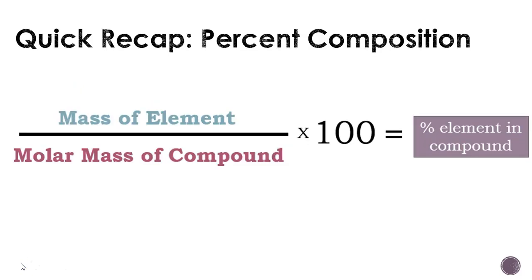In order to talk about empirical formula, we quickly need to recap percent composition. If you remember, the formula for percent composition is the mass of an element divided by the molar mass times 100. That gives you the percentage of each element in the compound.